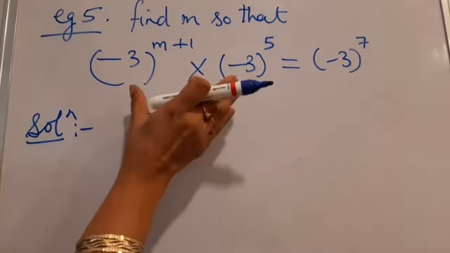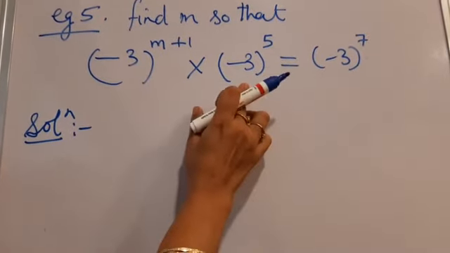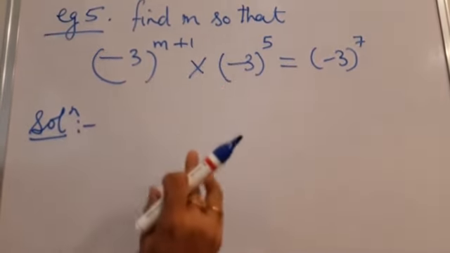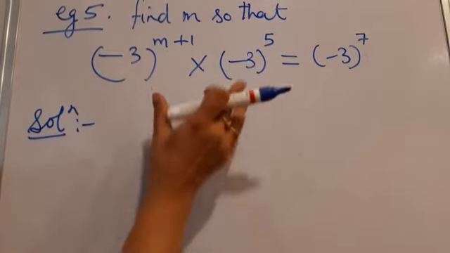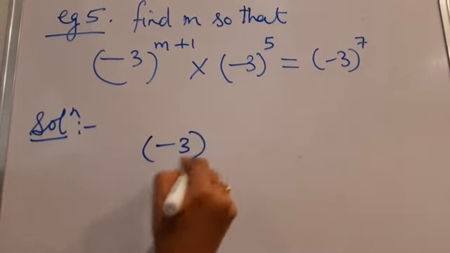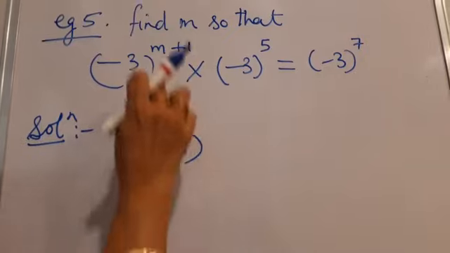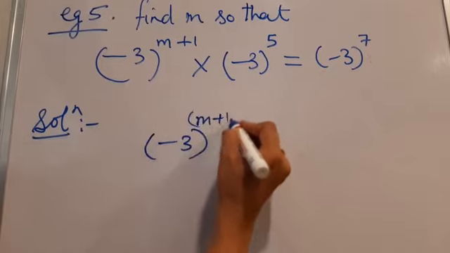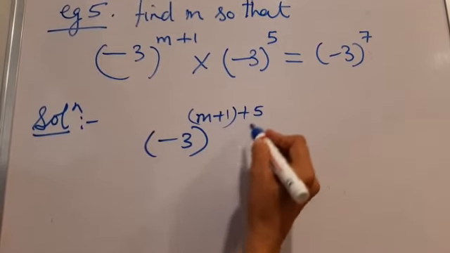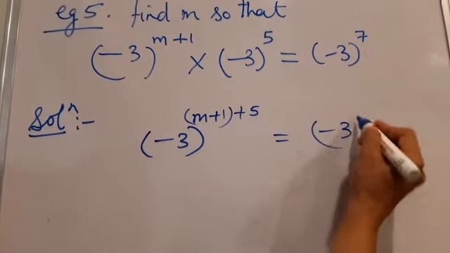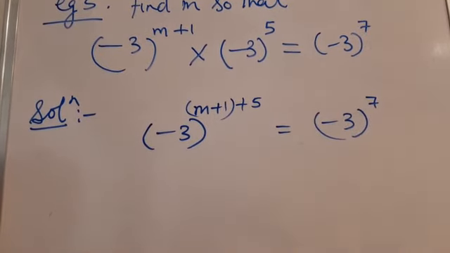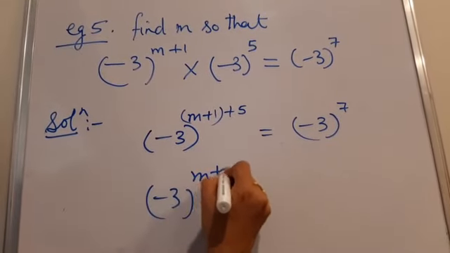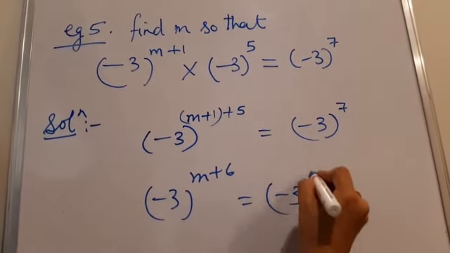Now see, here the bases are same and the multiply sign is there. A raised to power m into a raised to power n is equal to a raised to power m plus n. It means the base will remain the same and the powers we have to add. Now you can write it as (-3) raised to power 2m+1 is equal to (-3) raised to power 7.